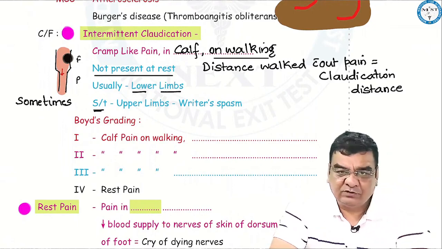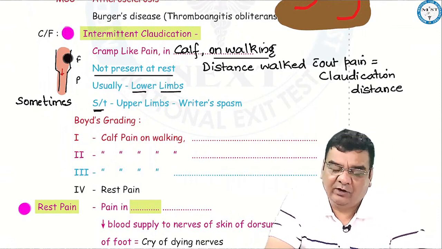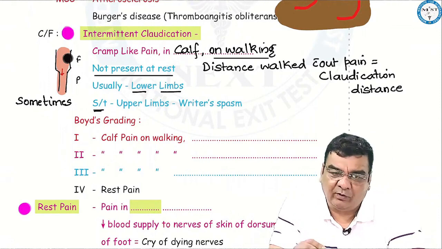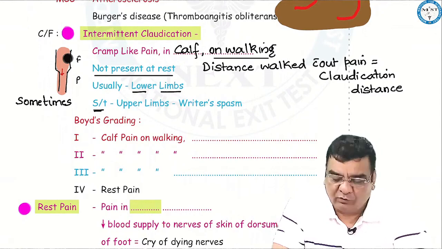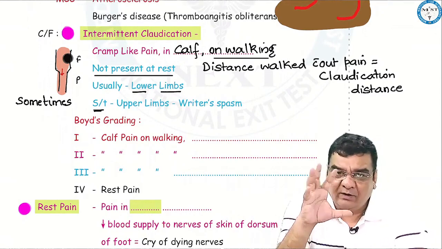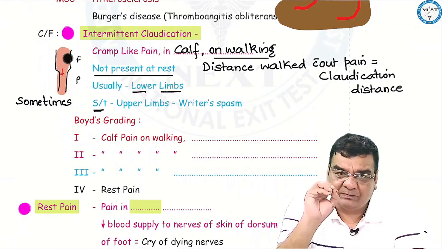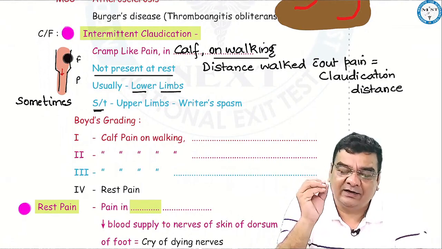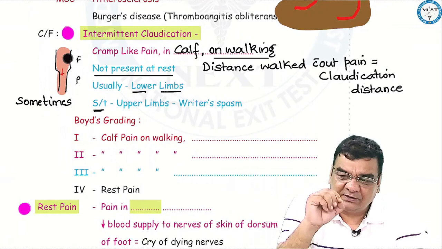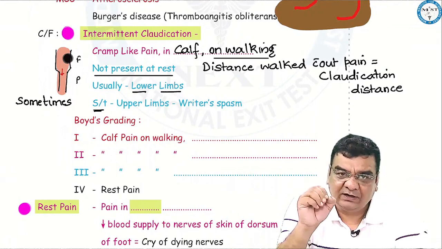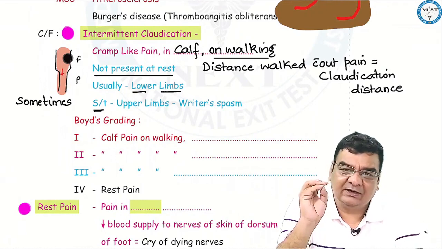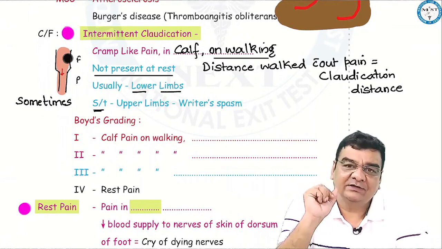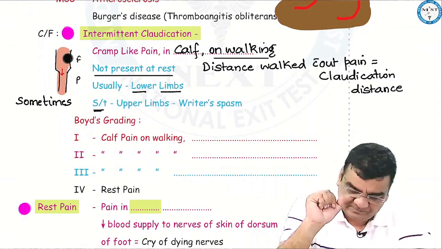Sometimes, if suppose you did not have the workbook and your surgery teacher would have been writing all this very fast, so what would have happened, beta? The demand by your fingers would have been more, the supply would have been less. So your fingers would have started paining. This is what we call writer's spasm. Sometimes when we have to write very fast, our fingers start paining, and we get pain while writing. This is called writer's spasm, right?